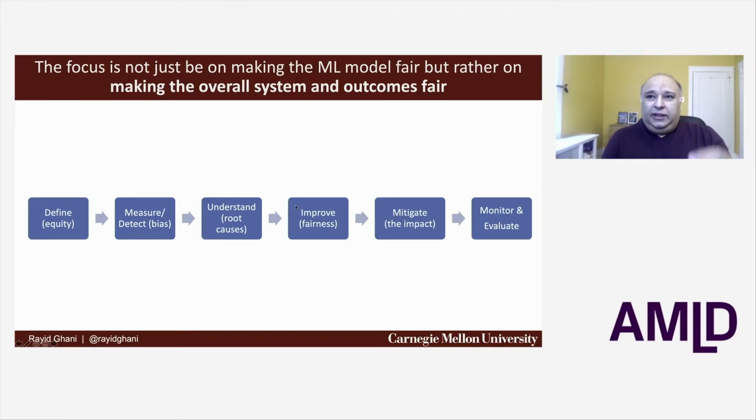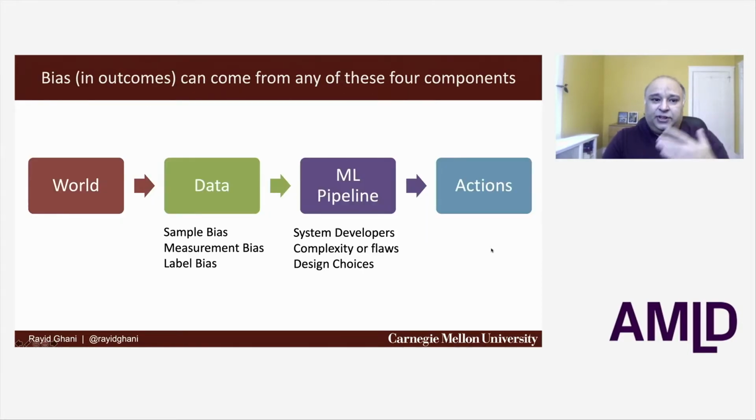But then our systems that we're going to build will never be totally fair. So then we have to figure out, how do we mitigate the impact of unfair systems? How do we design our interventions and our actions so that they don't result in unfair outcomes? And then how do we monitor and evaluate these things, right? And the reason for this structure is that you have to figure out where this comes from.